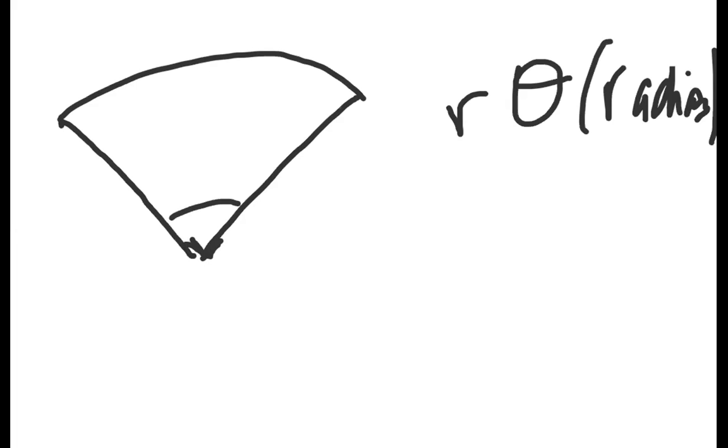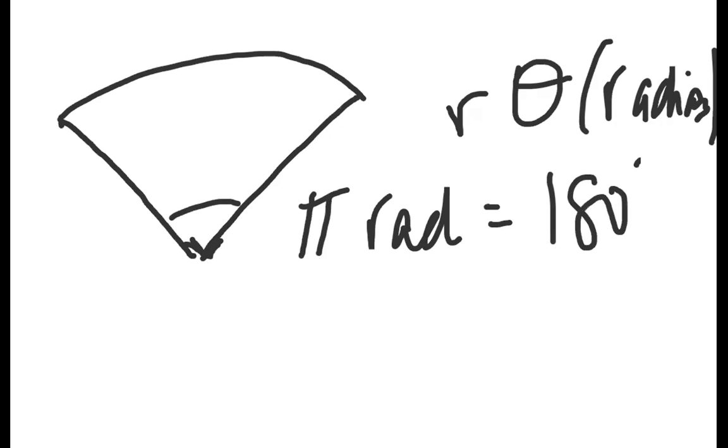So the theta is in radians. So what we have to do is, if you want to find out, you can change, what is it that I always tell you how to find radians? Pi radians is equals to 180 degrees. Betul? Okay. Alright. So this one must remember.